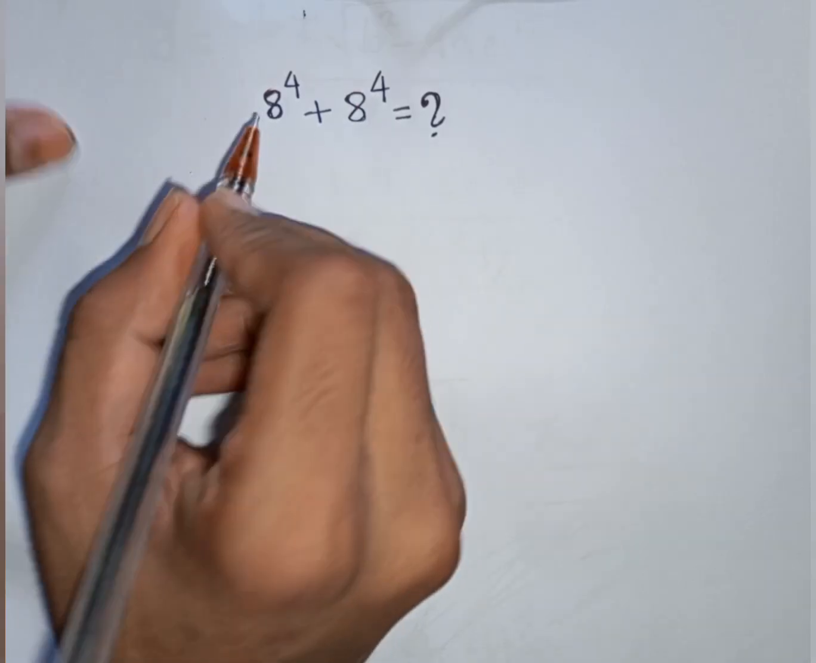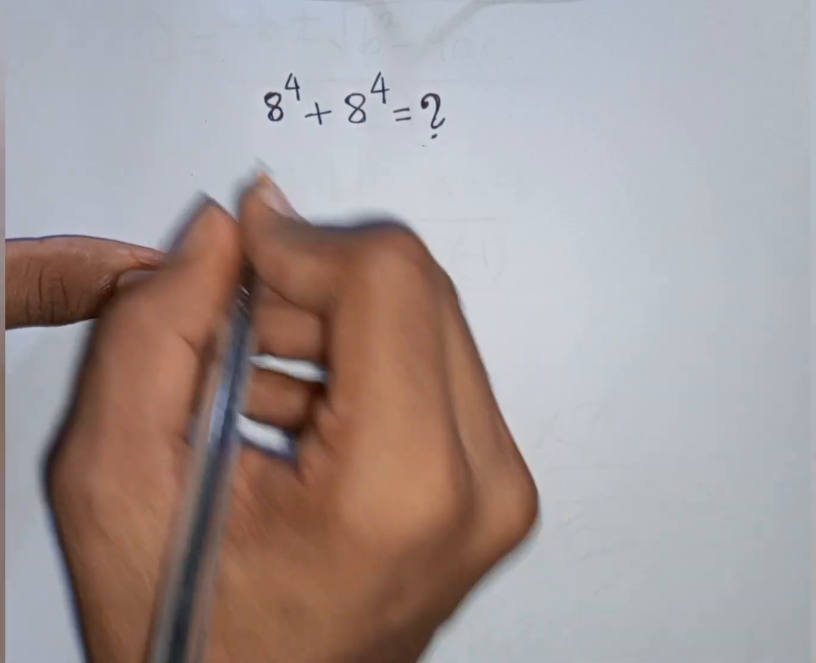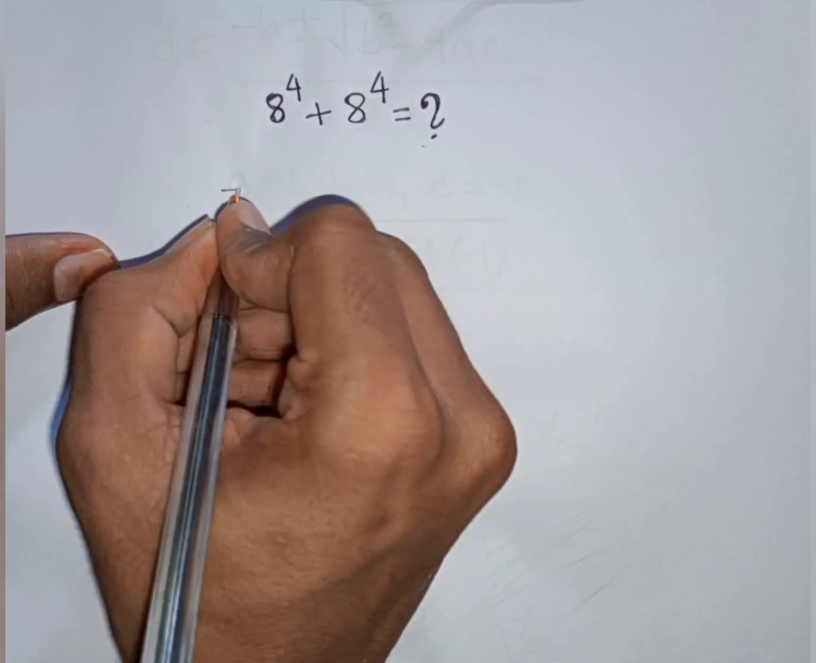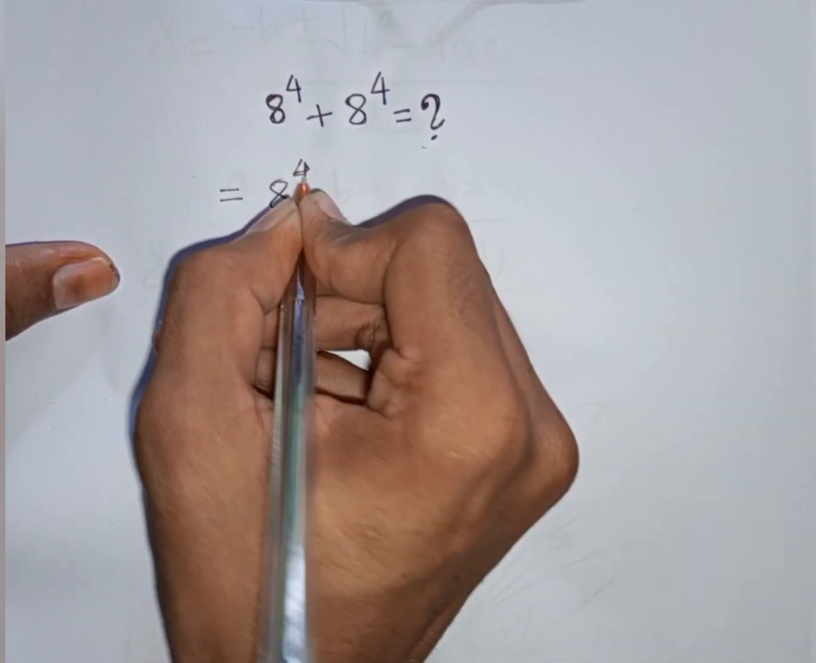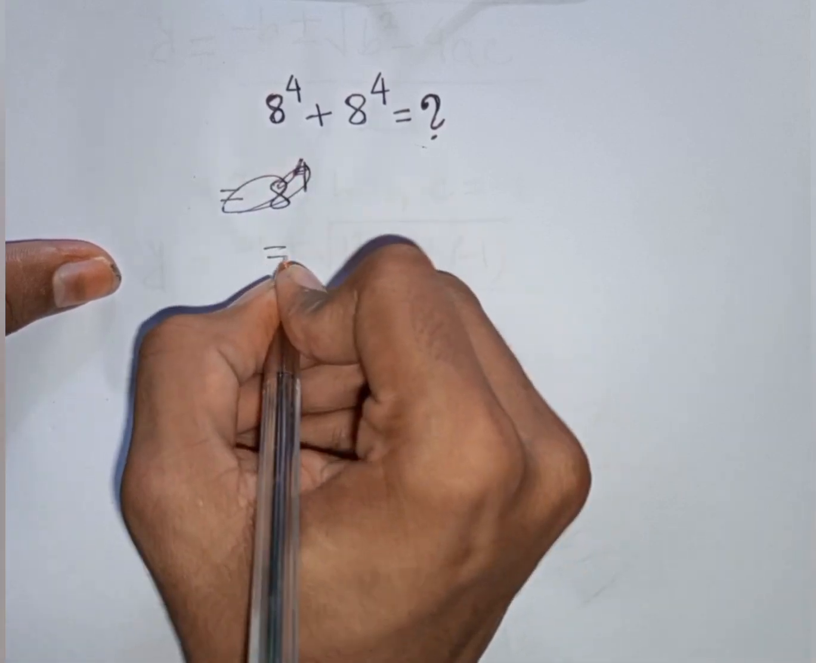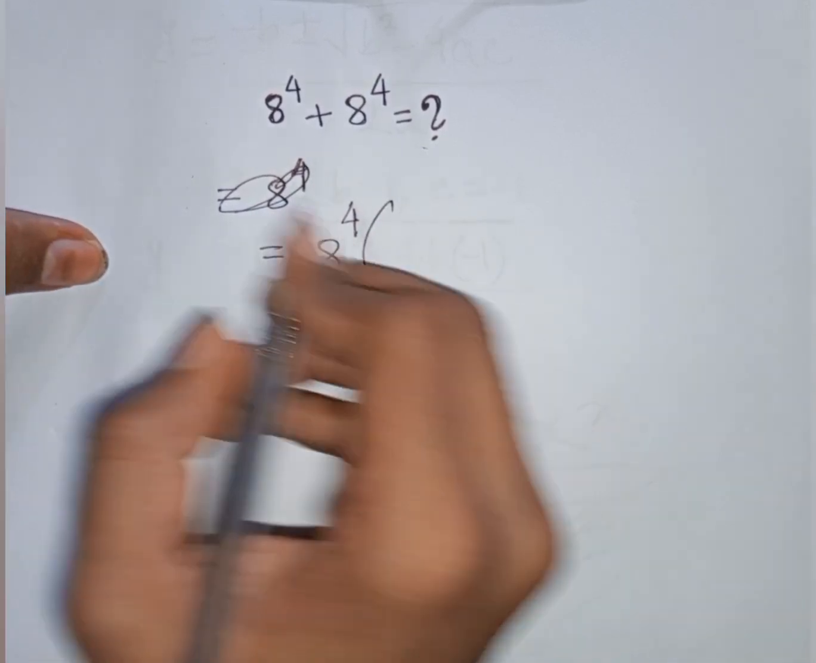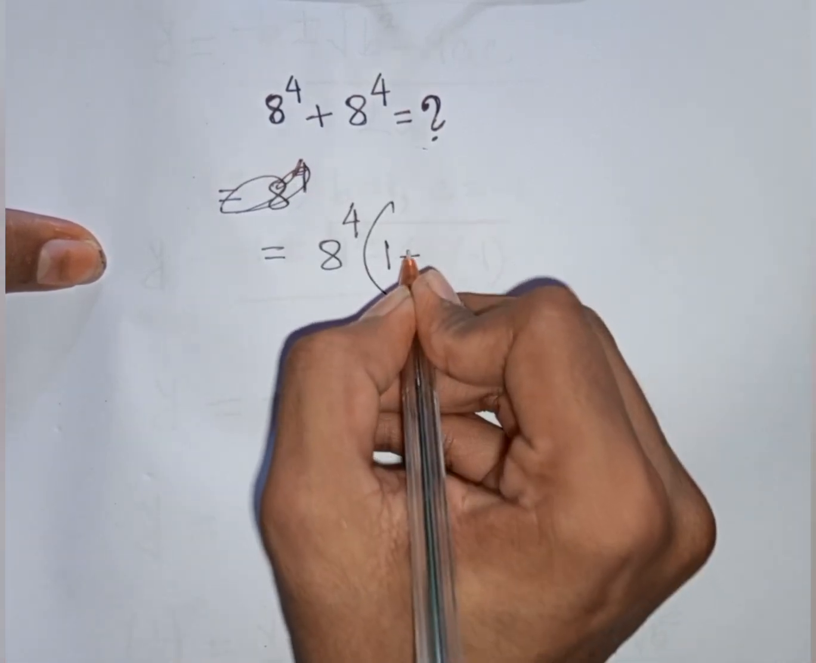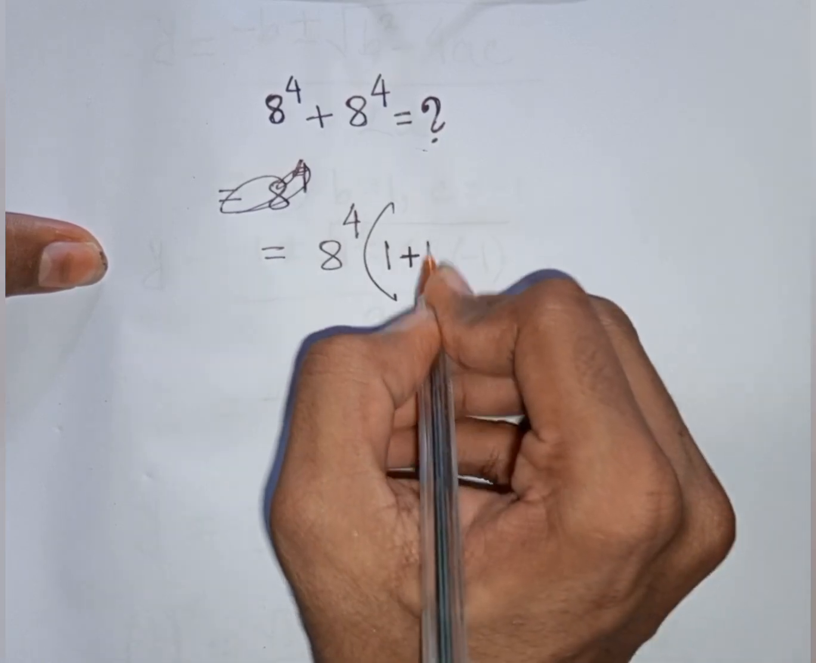How to simplify 8 power 4 plus 8 power 4 is equal to what? So at first we take 8 power 4 common. So 8 power 4 is out of the bracket. So this divided by this, that means 1. Then plus this divided by this, that means 1.